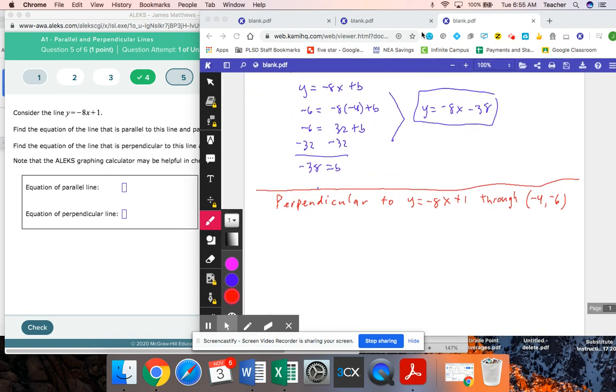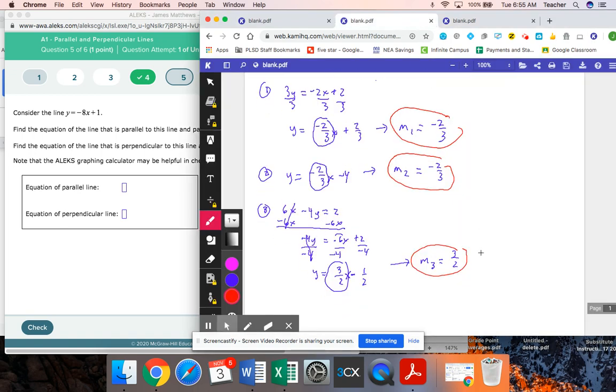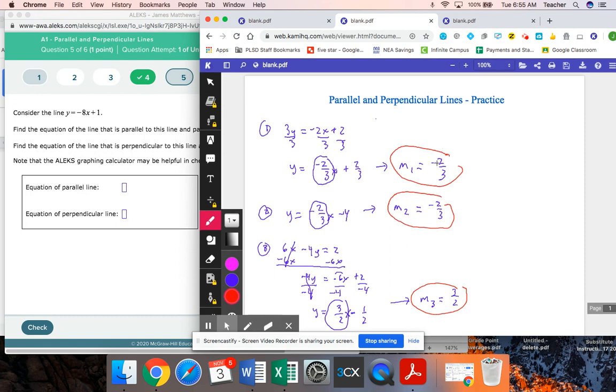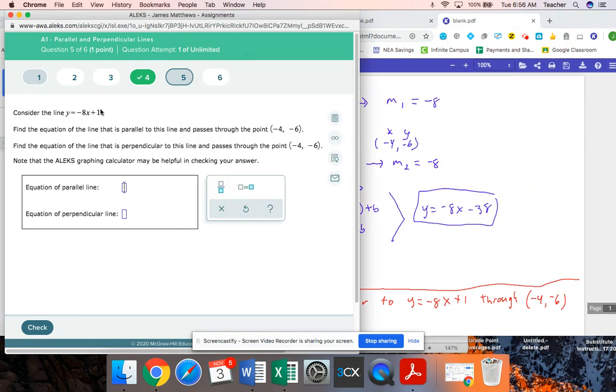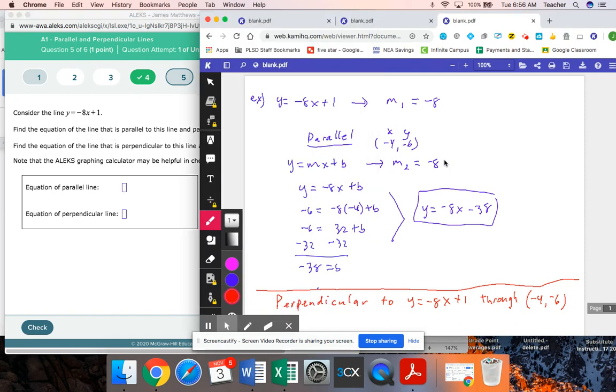All right, we're going to continue. I got cut off on the last video. I thought I could still squeeze it in, but we're talking about parallel lines and perpendicular lines practice. And in the last one, we started talking about this Alex problem that said, consider this line. And then I wanted to find the equation of a line that's parallel to that and goes through this point. So that's what we ended up doing here.